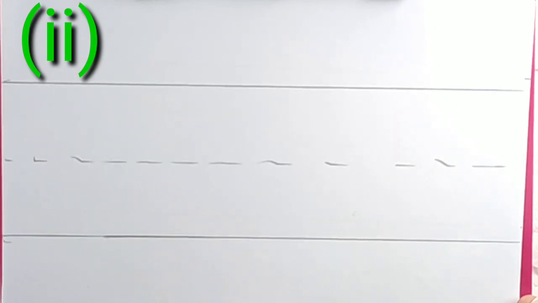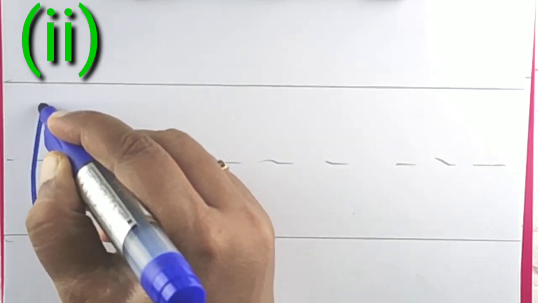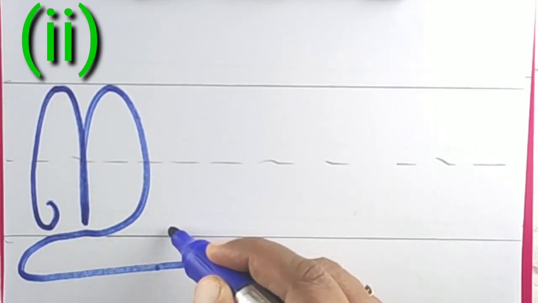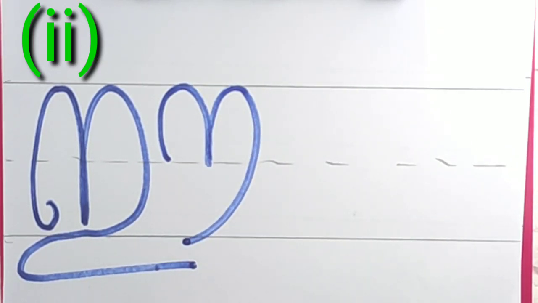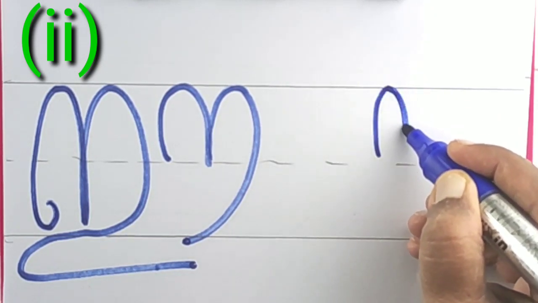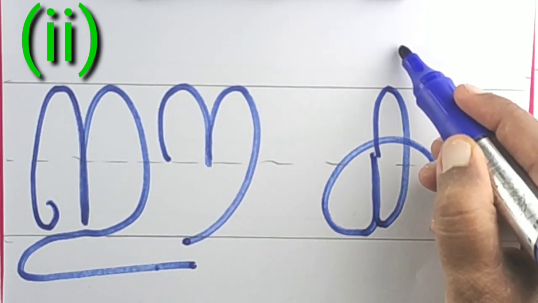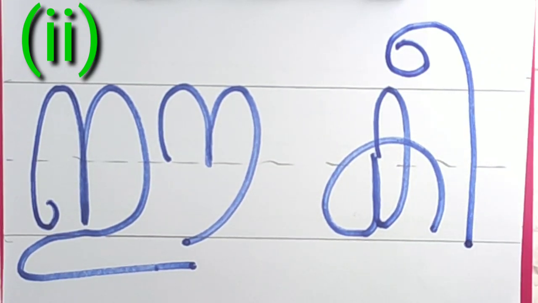Now let's see how the vowel sound E is used. So we learned E. And that is E. Now to make Ka to Ki, we'll write Ka first. And here we will make like this. Ki. This is Ki.